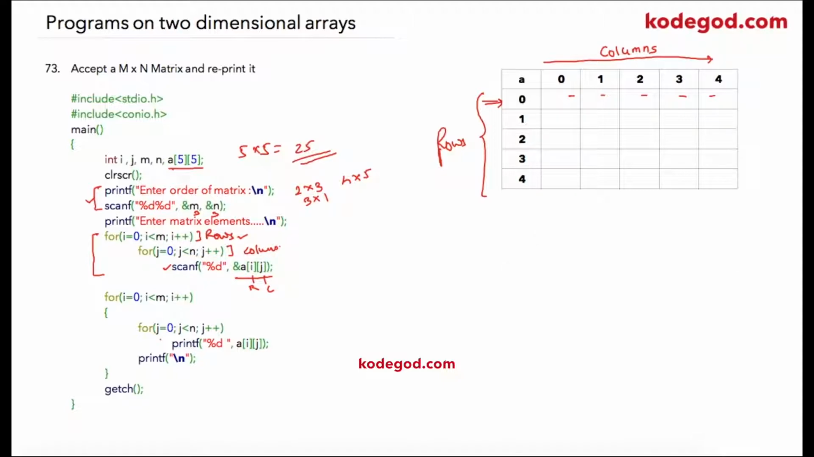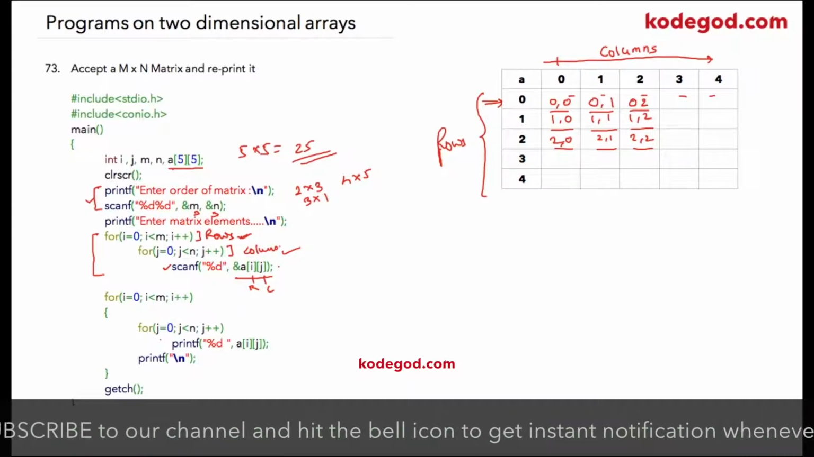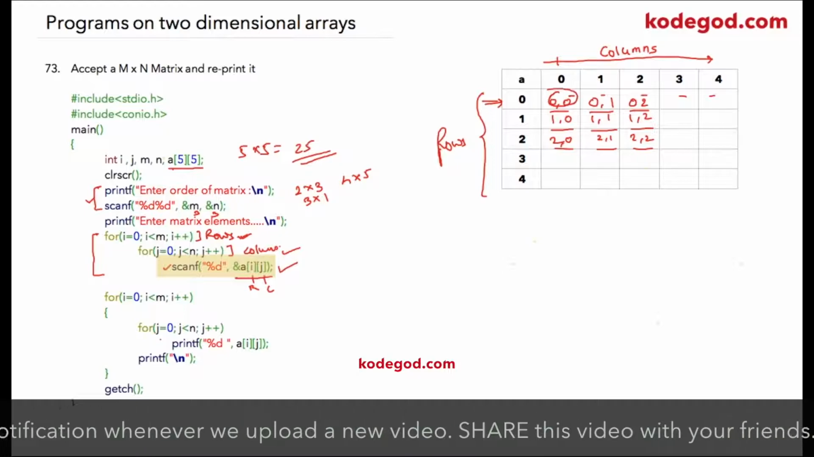So this is your row and this is your column. The first value that will be scanned will be 0, 0. So this is the 0th row and this is the 0th column. Similarly, 0th row and first column, 0th row and second column, and that will complete this for loop. So the value of i will be incremented and the next row will be scanned. So 1 0, 1 1, 1 2 will be scanned, and similarly in the final iteration 2 0, 2 1 and 2 2 will be scanned. So these are nothing but your array locations that can be accessed using values of i and j as index variables. So whatever the user enters in this scanf statement will be stored at this location.